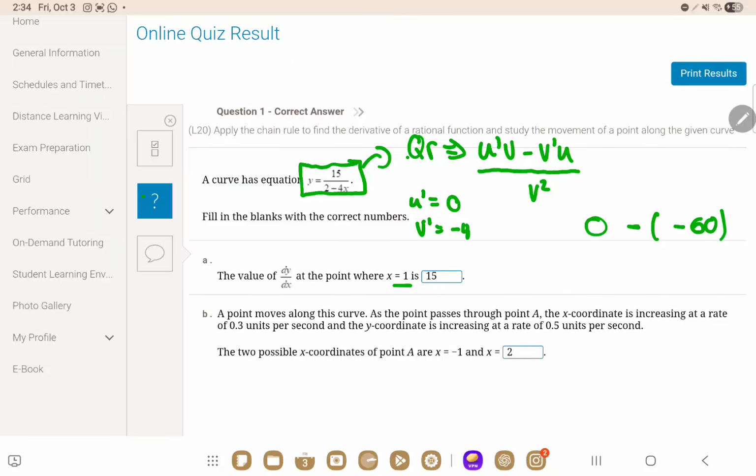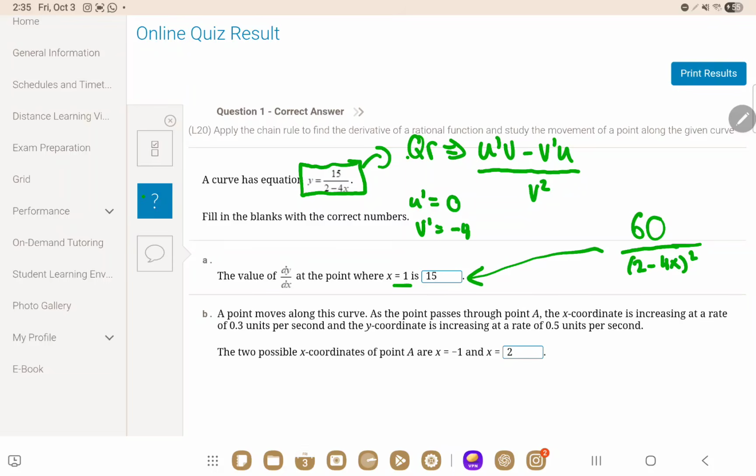So negative makes positive, so it's 0 plus 60, which is just 60, over v squared. V squared is 2 minus 4x squared. Now when you substitute 1 into this, you're going to get 60 over 2 minus 4 times 1, which is 4, so 2 minus 4 is negative 2. Negative 2 squared is just 4. 60 divided by 4 would equal 15. Now that's our answer for part A.